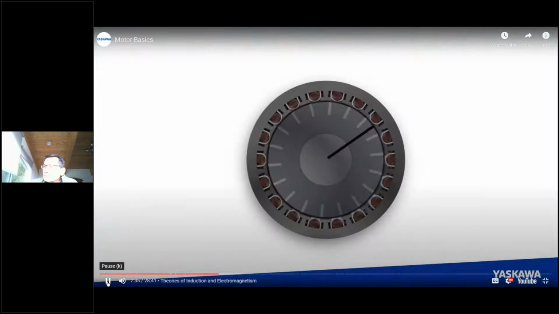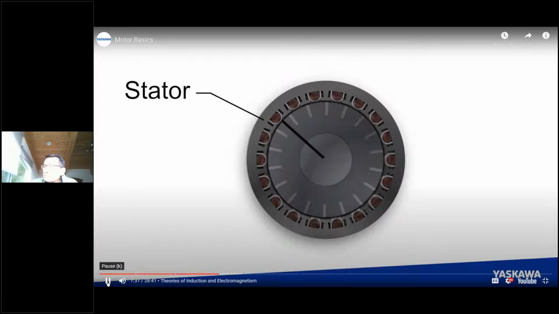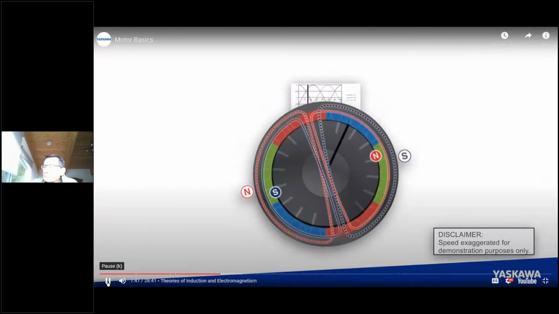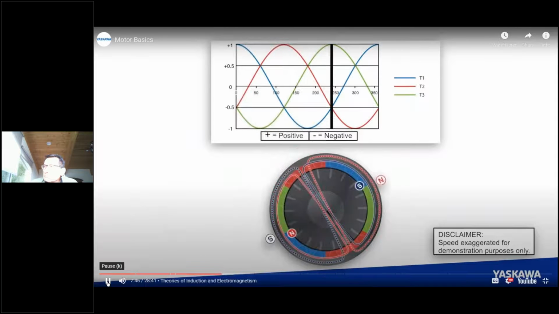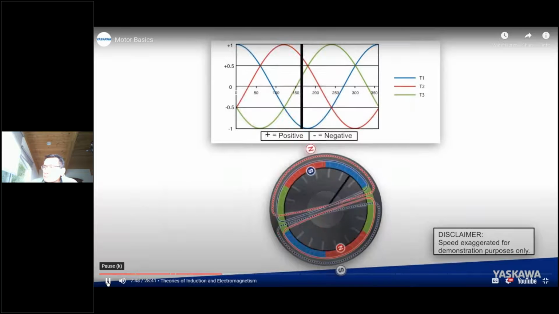Here's an example of a simplified model. You can see that the stator is mechanically stationary, but when we combine three-phase alternating current with the correct placement of the stator slots, we create a rotating magnetic field.